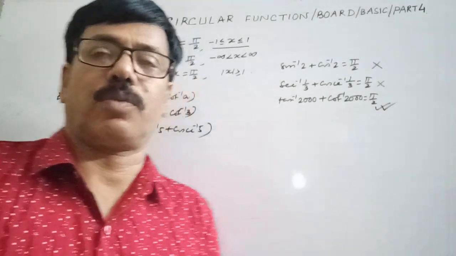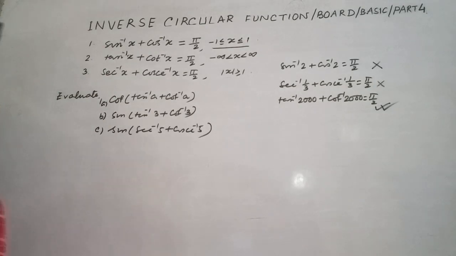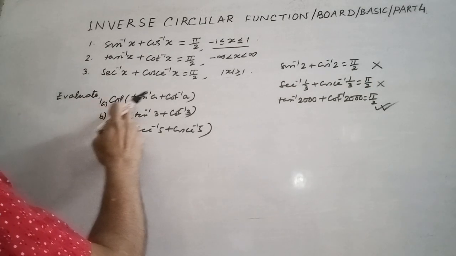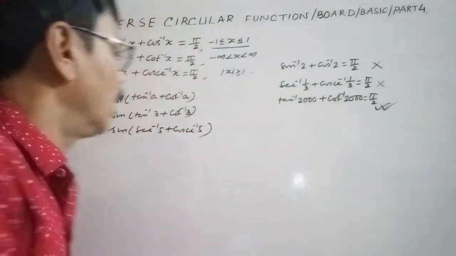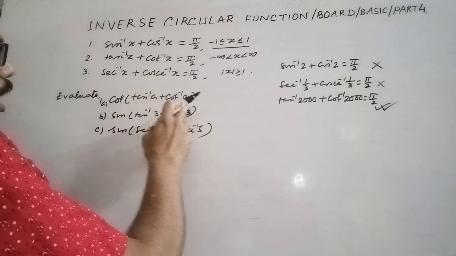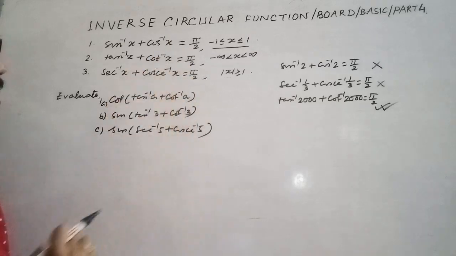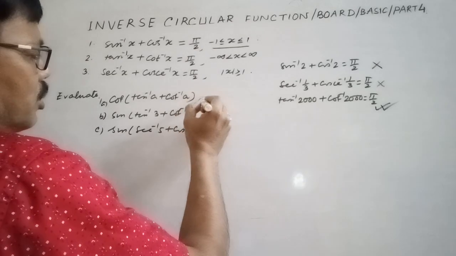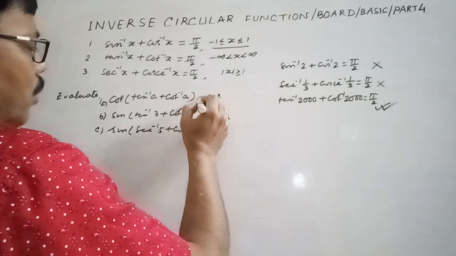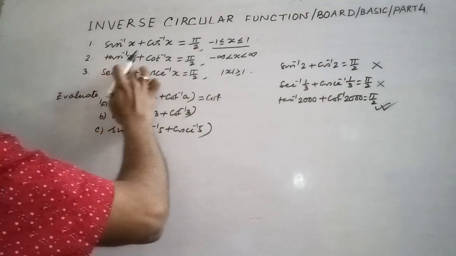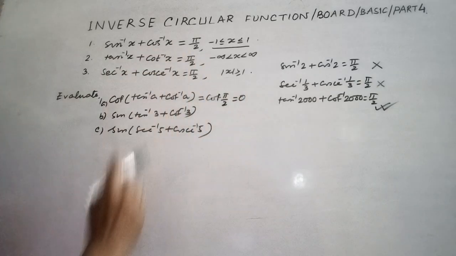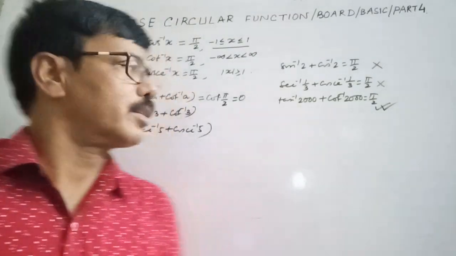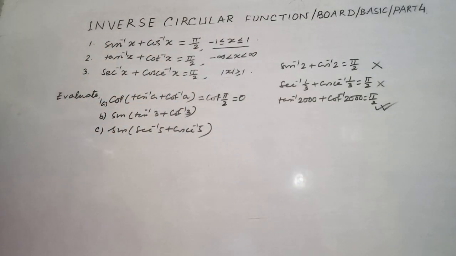Next, a 1 mark problem for the board. Evaluate cot of (tan inverse A plus cot inverse A). Tan inverse A can take any value, that is why no restriction is given on A. By the well-known theorem, tan inverse A plus cot inverse A is pi by 2. So this equals cot pi by 2, which equals 0.